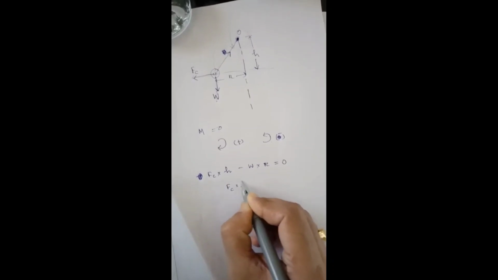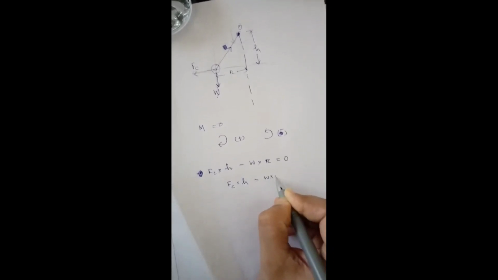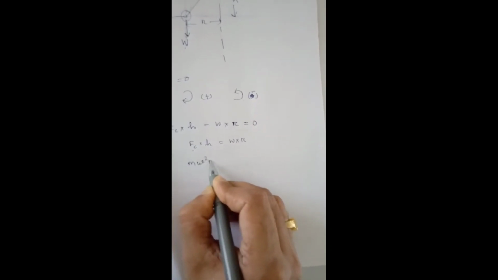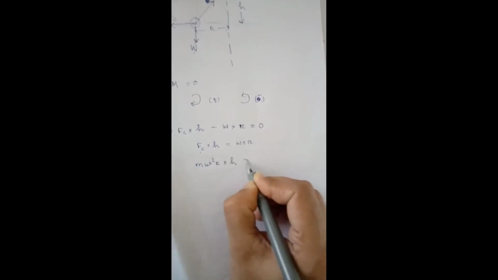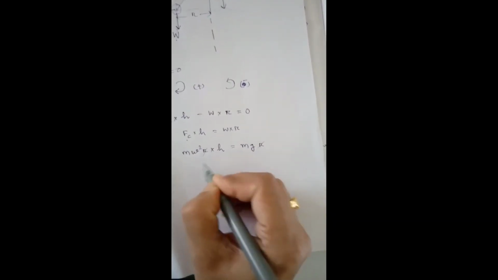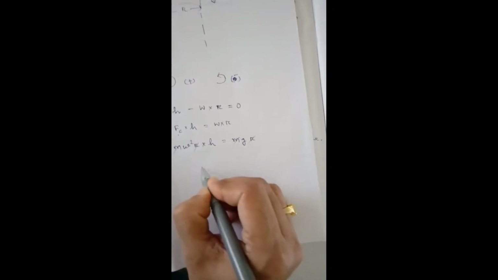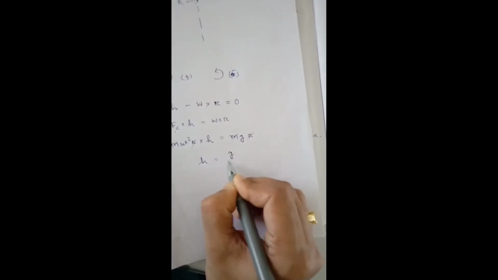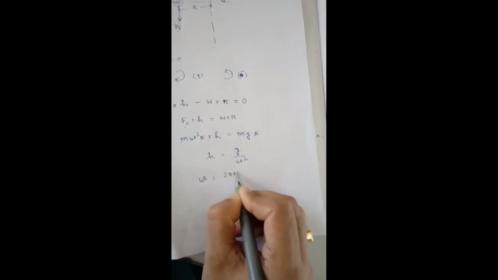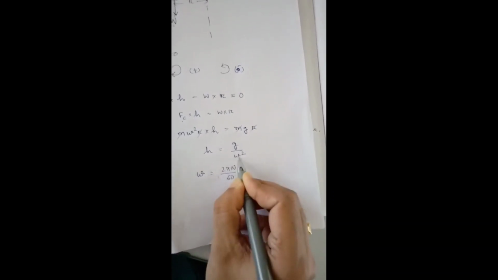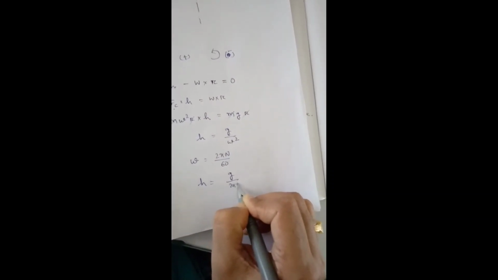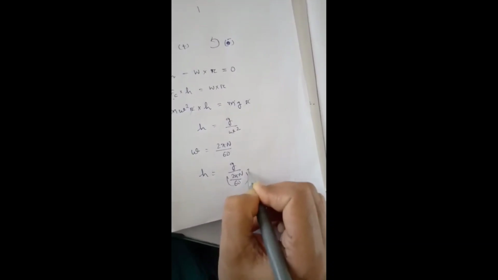Now we can simplify this equation. For Fc, we know this is m omega square R, into H. W is nothing but m into g into R. R cancels out, m cancels out. So what is H? H is nothing but g by omega square. Again we know omega is nothing but 2 pi n by 60. So put this value here. So H will be g by (2 pi n by 60) whole square.